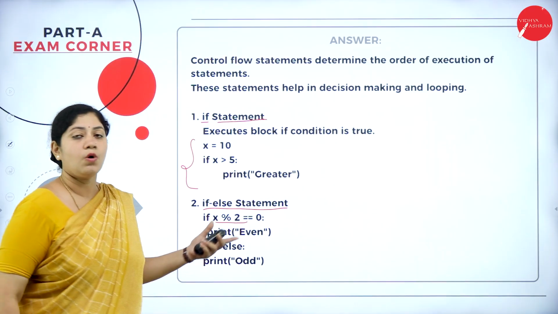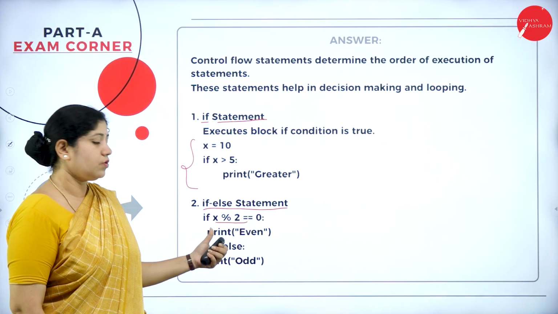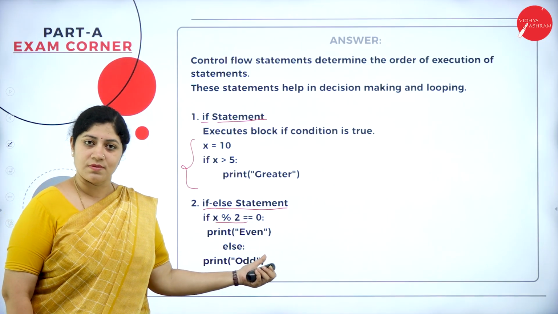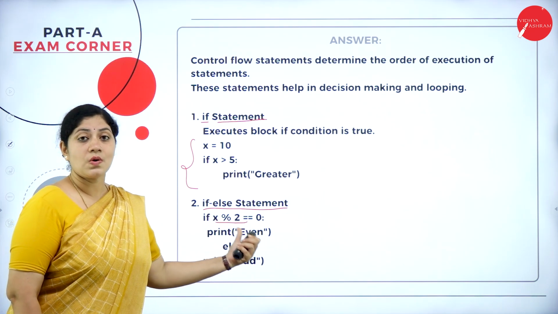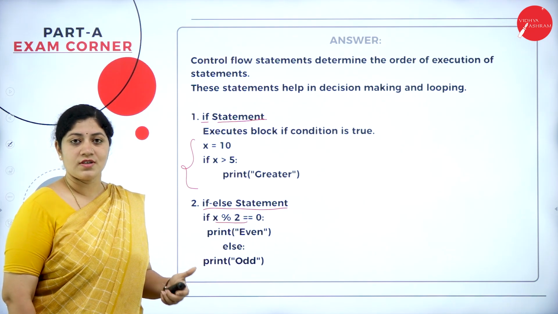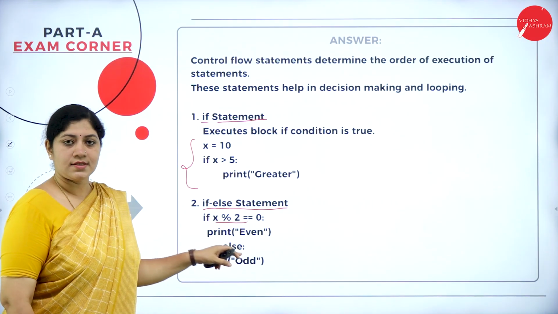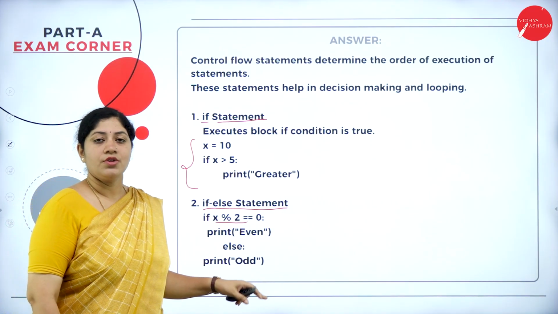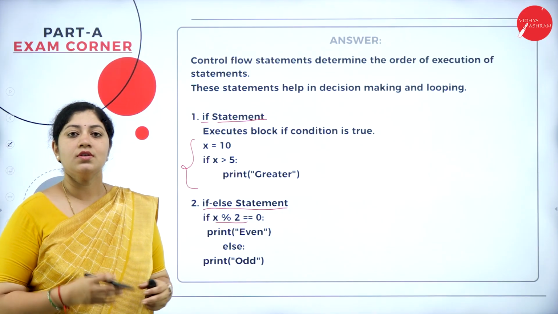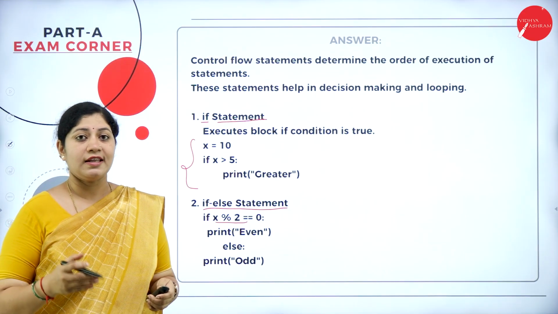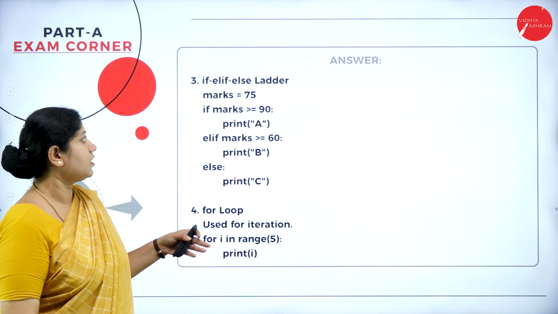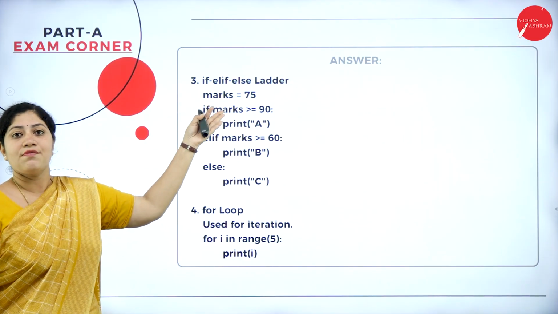If x mod 2 is equal to 0, then we will print that it is an even number. And if this is not true, then what has to be printed? Obviously, it will be an odd number. So we take else print odd. Okay, so this is an example of an if else statement. Let's go forward and see the next control statement, that is the if, elif and else ladder.